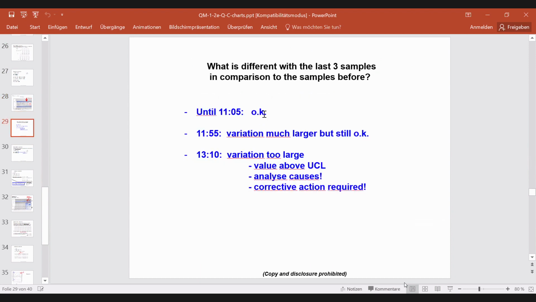Yeah, this is written here: until 11:05 everything was okay. Then at the test at 11:55, the variation was still okay, but it was larger, bigger. Then at 13:10, the variation was too large. There was a value above UCL, the upper control limit. They have to analyze the cause for that and do corrective action in the process.